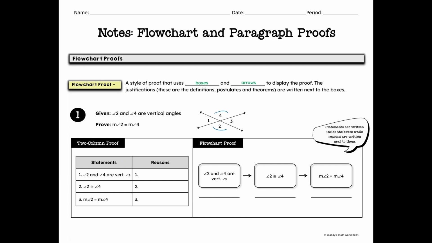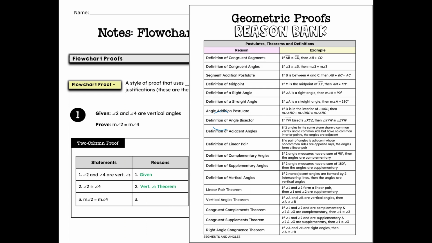So we're going to start with what we're given. Let's fill out this two-column proof here on the left. Angle 2 and angle 4 are vertical angles. That's what we're given. So we know that angle 2 is congruent to angle 4. How do we know that though? We know that by the vertical angles theorem. So recall your geometric proofs reason bank. Vertical angles theorem is right here. If two angles are vertical, then they are congruent. Okay, and we've proven that in a previous lesson.